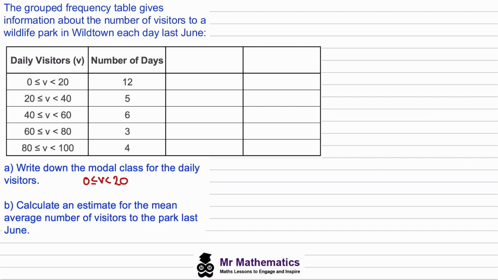A common mistake here is to write the answer as 12, but we're asked for a class, which is this one here.